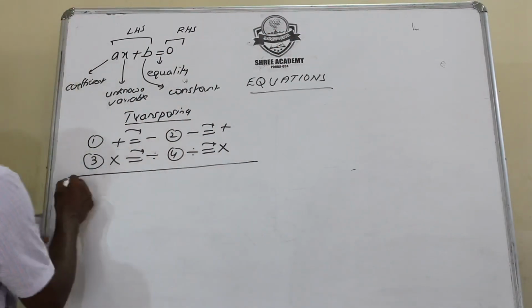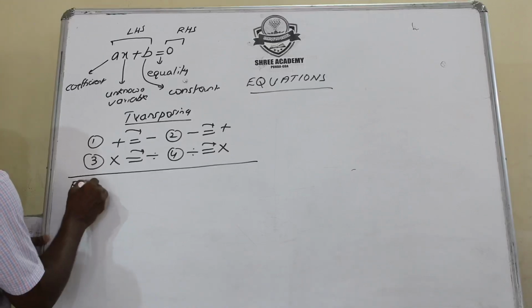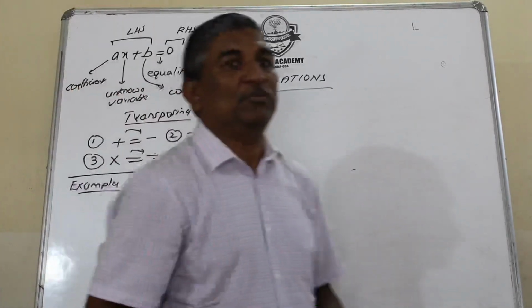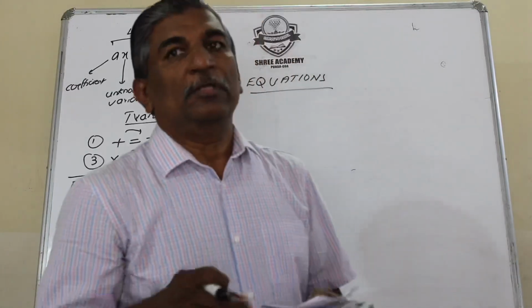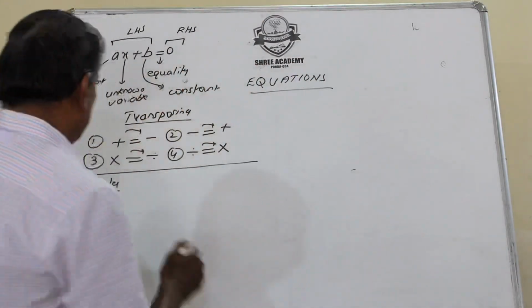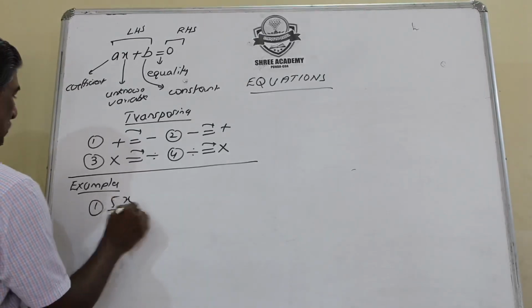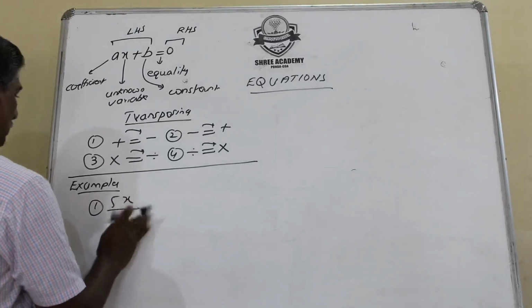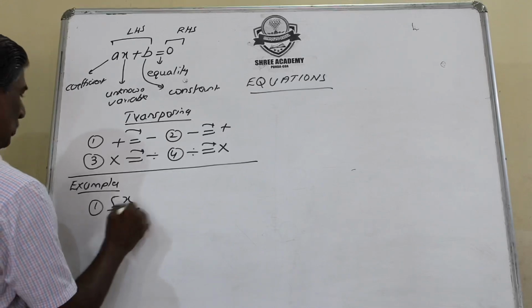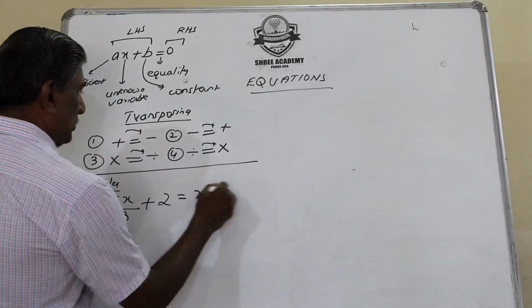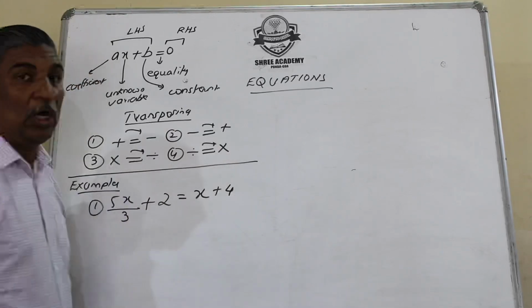So these are the examples which I will be solving. Remember, there can be thousands of equations, but I try to show you the different types of equations which are very important to us. So I am taking the first one as 5x/3 + 2 = x + 4. So how to solve this?